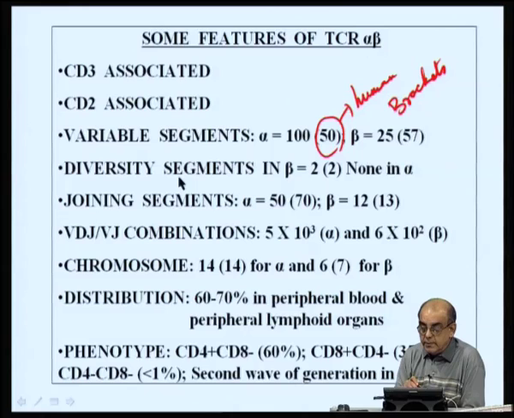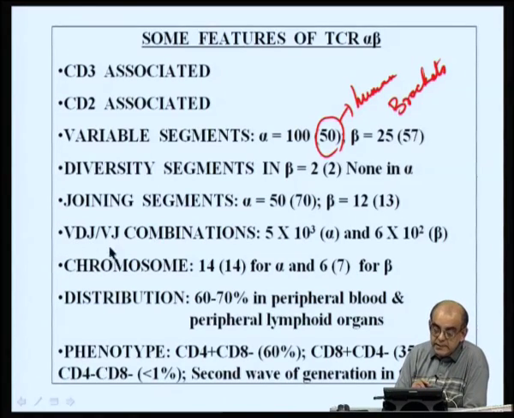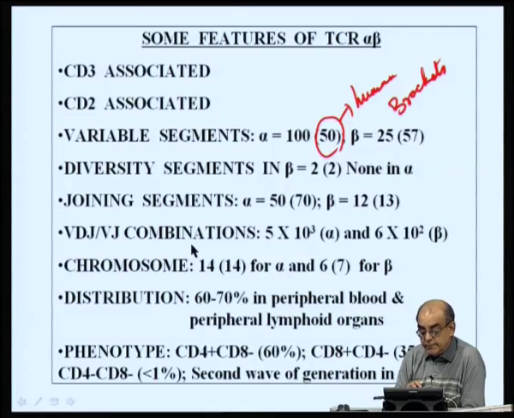The diversity segments in beta are much less, 2 for both humans as well as mouse, and in the alpha there is none because it is similar to the light chain of immunoglobulins. Then you have the joining segments, alpha having 50 in the mouse and 70 in the human, beta 12 in the mouse and 13 in the humans. The possible VDJ and VJ combinations are 5 times 10 to the 3 for the alpha and 6 times 10 to the 2 for the beta.